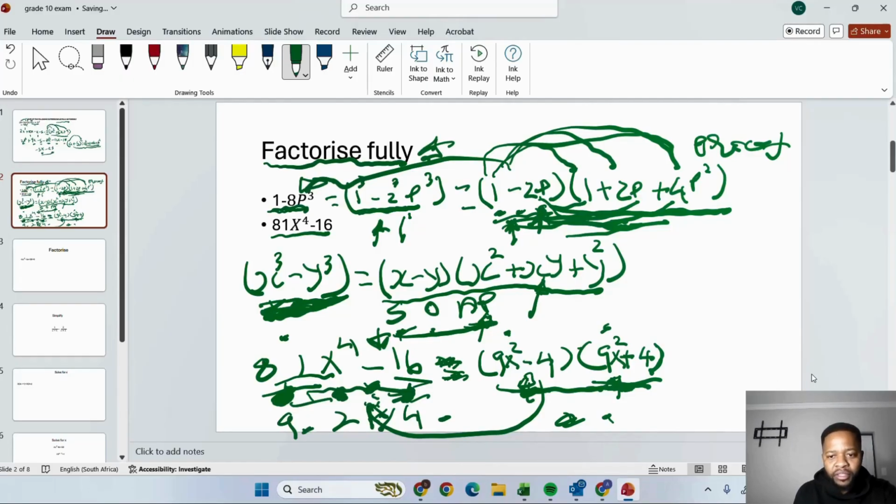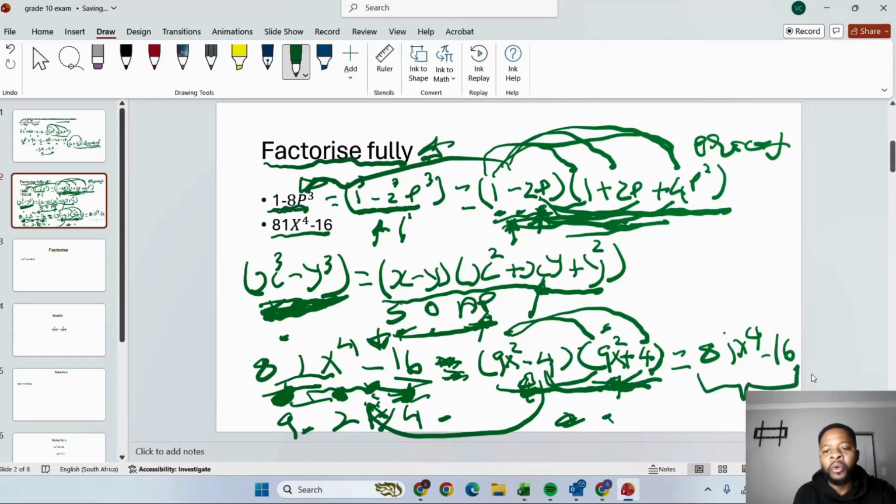And I forgot to mention something. If you multiply this with that, and this with that, and this with that, you should get the same thing of 81 x to the power 4 minus 16. You should get back to the original equation.